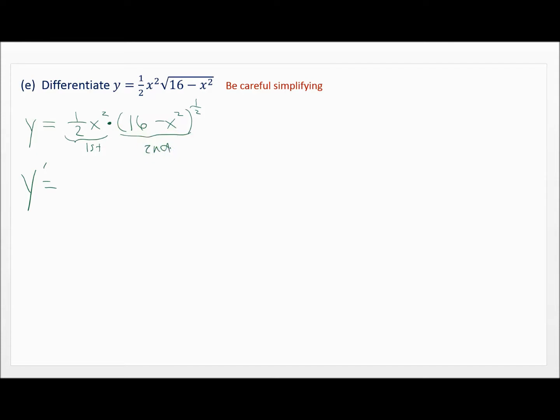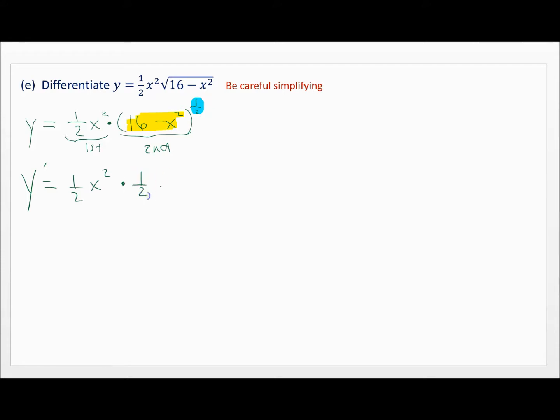So if I do first times the derivative of the second, I'm going to rewrite 1/2 x squared as my first. When I take the derivative of the second, I have to use the chain rule. So now I have to think about what's inside and what's outside. My inside is this 16 minus x squared, while my outside is this 1/2 power. So power function there. Okay, so back to my green, I'm going to take the derivative of the outside.